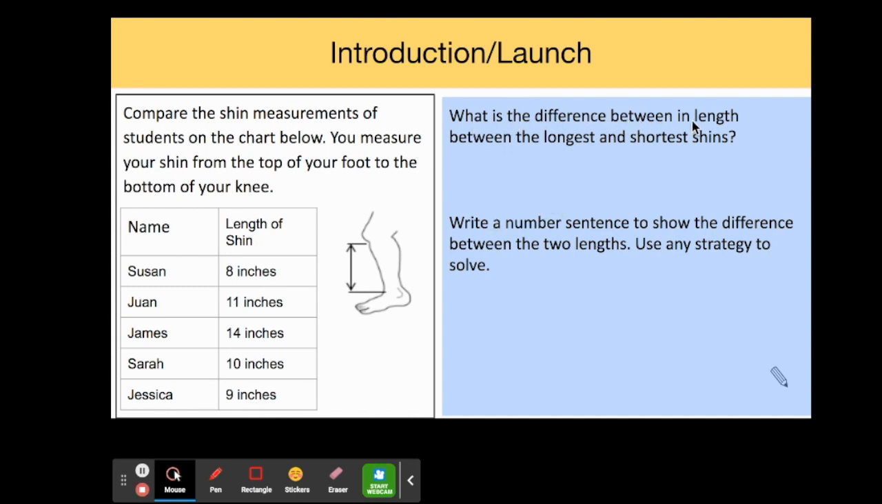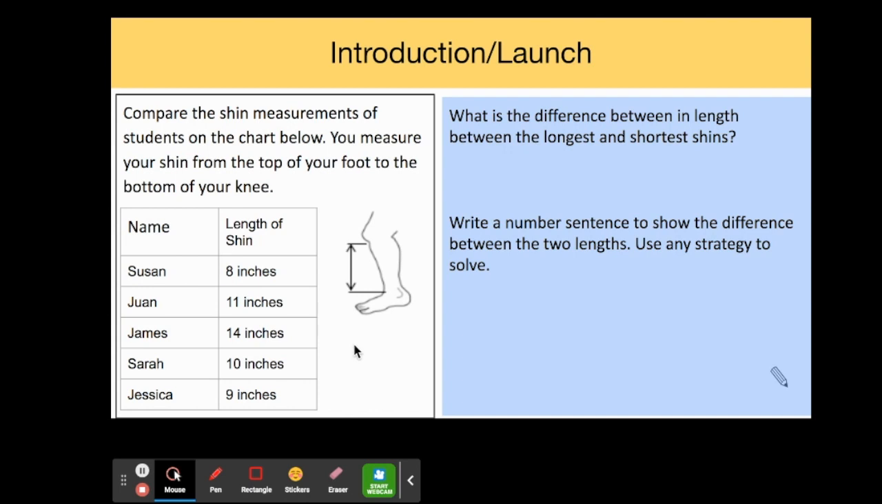Now here are the questions. What is the difference between the longest and shortest shins? Write a number sentence to show the difference between the two lengths. Use any strategy to solve. First things first, when we see the word difference, it usually means to subtract. We already know that we're going to write a subtraction equation. Next, we have to look at the table on the left to see which shin length is the longest and which is the shortest. Those are the two numbers that we are comparing.